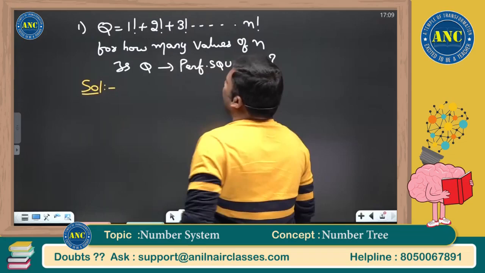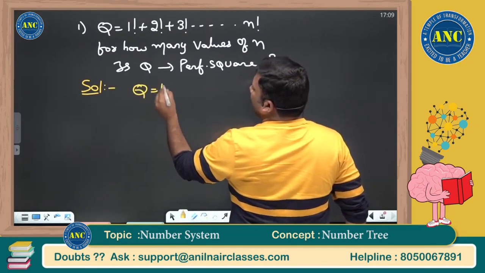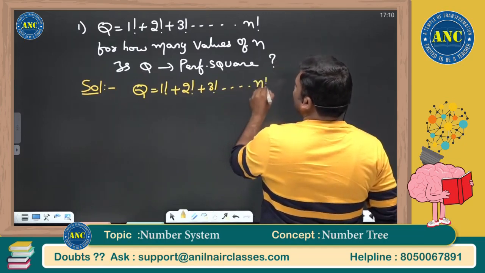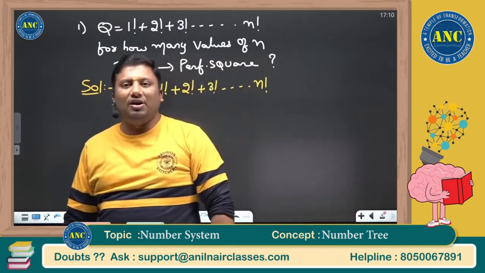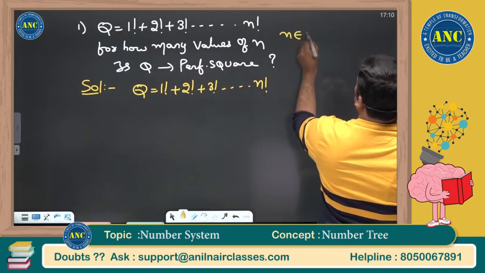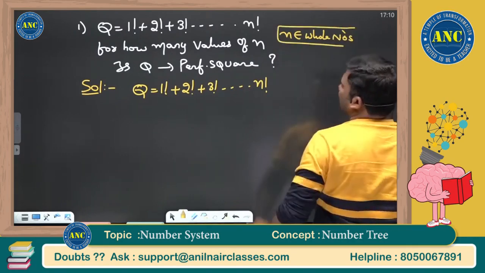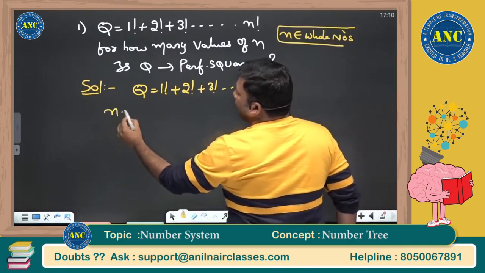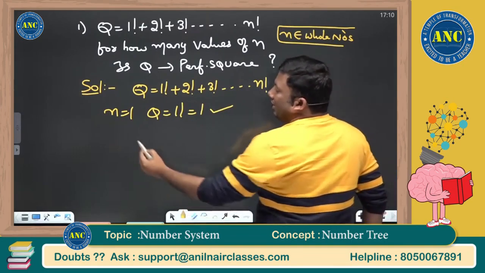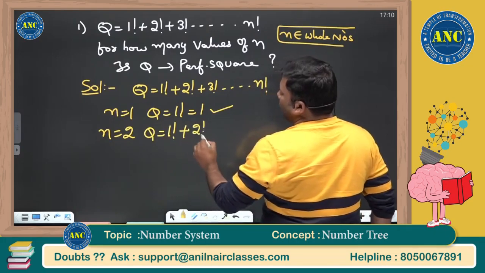Solution. Q equivalent to 1 factorial plus 2 factorial plus 3 factorial and so on up to n factorial. How many values of n is Q a perfect square? Factorial is defined for whole numbers, so we should start with 1. If we take n equivalent to 1, Q equivalent to 1 factorial, which is 1. 1 is a perfect square. N equivalent to 2: Q equivalent to 1 factorial plus 2 factorial.